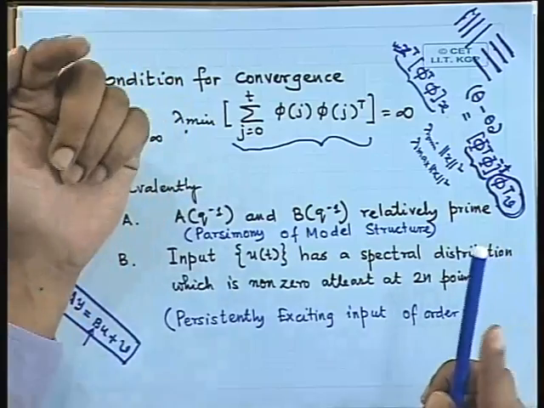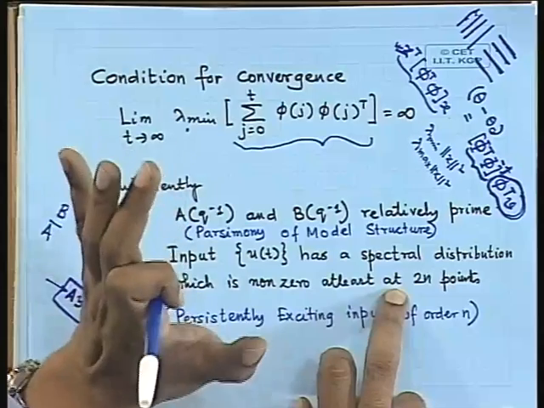For example, if you take a sine wave, how many non-zero points does a sine wave have? 2. If you take a DC, how many non-zero points does it have? Only 1. If you take 2 sine waves, it will be non-zero at 4 points, two-sided, plus minus omega.